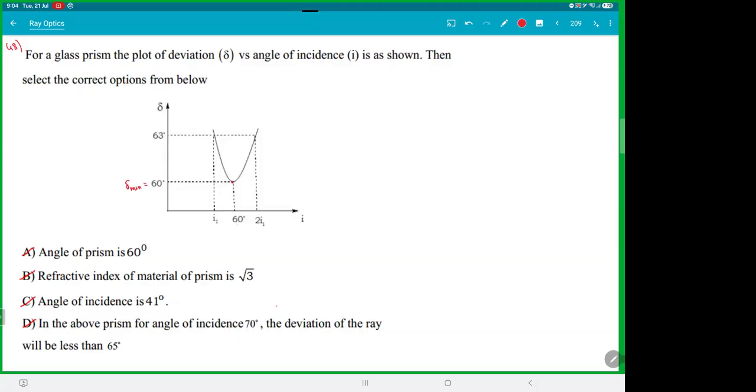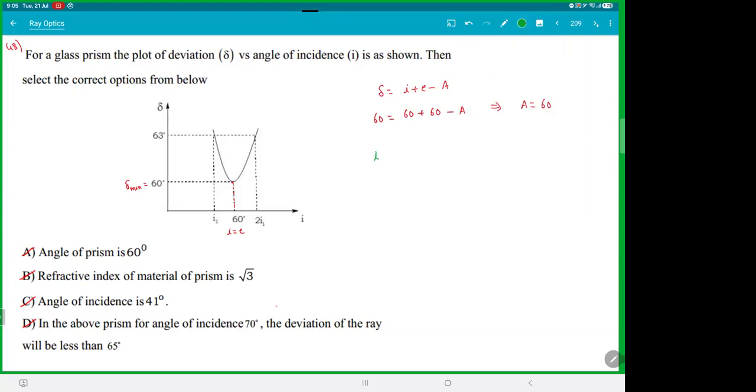And we know when delta minimum occurs, I is equal to E. So we know the formula: delta is I plus E minus A. So you can put the angle there. Delta is 60, I is equal to 60, E is equal to 60, therefore A is also equal to 60. Is that making sense? That is one.